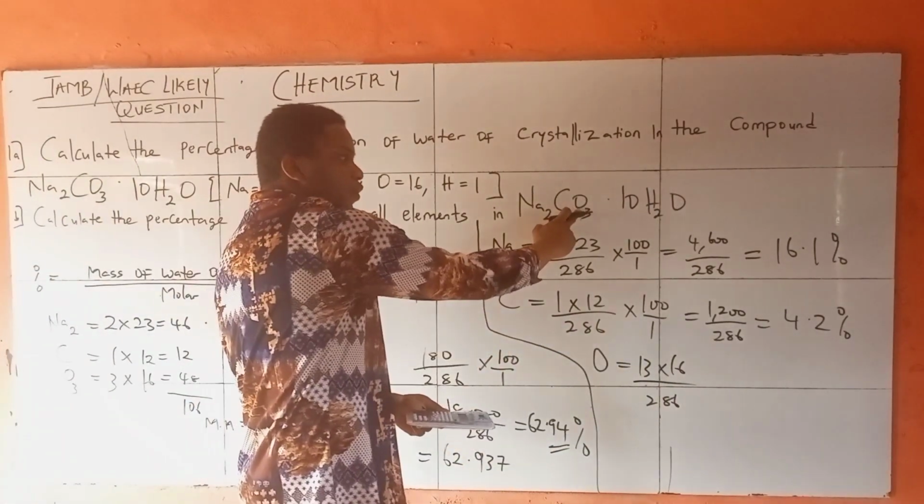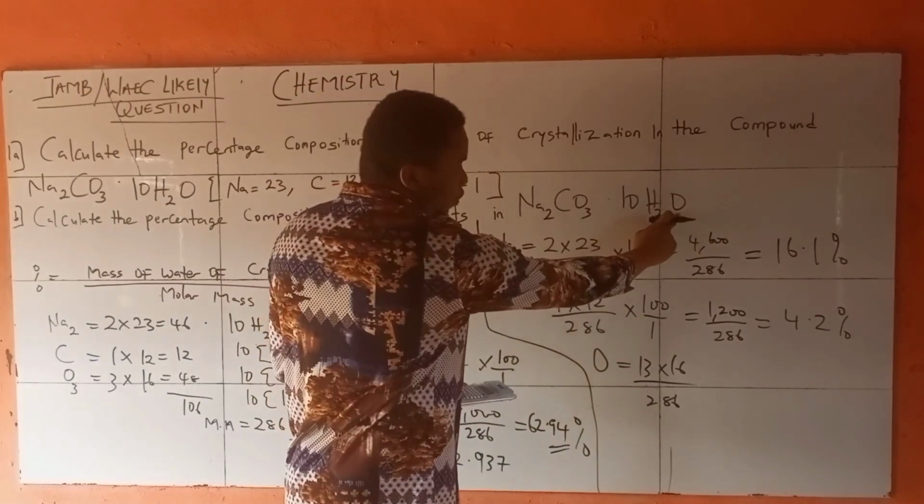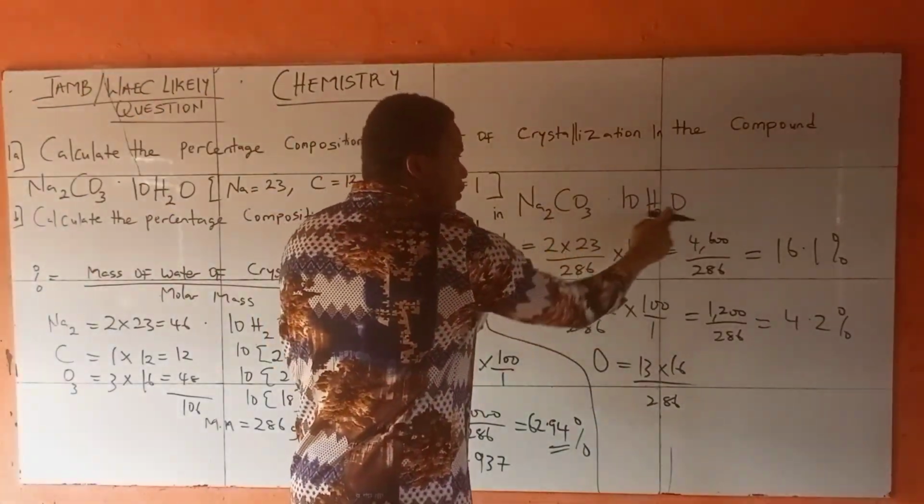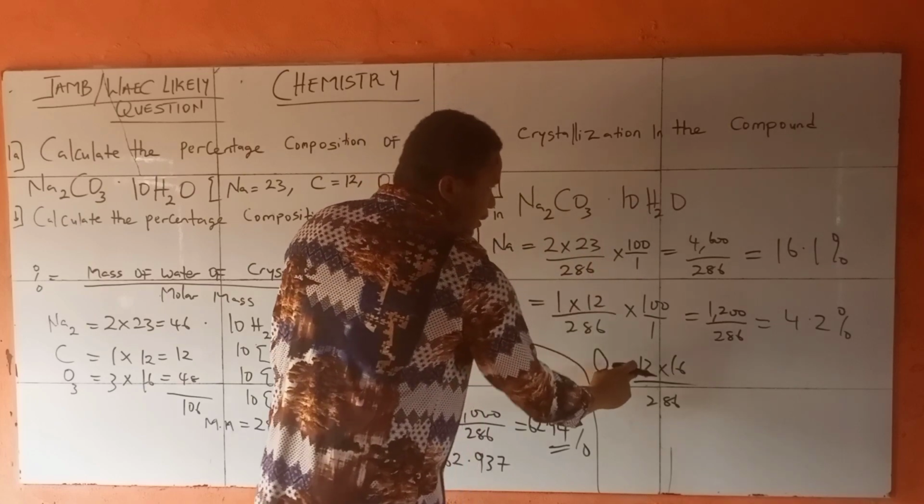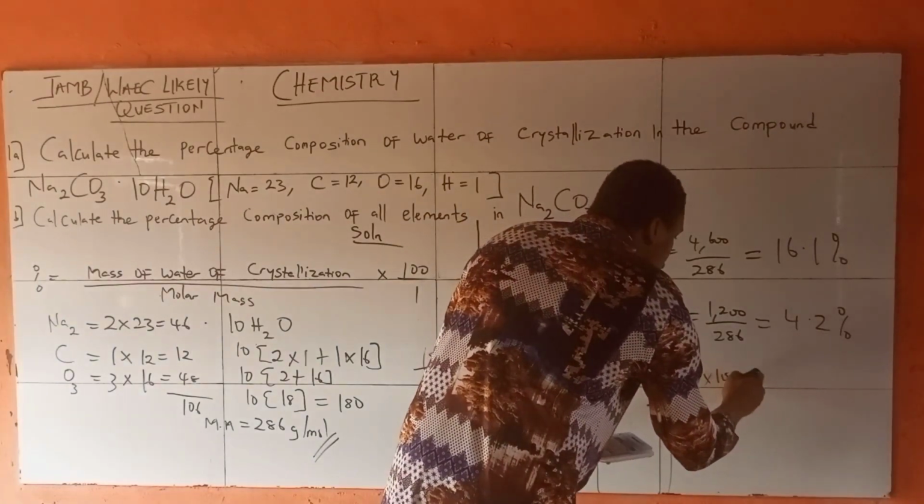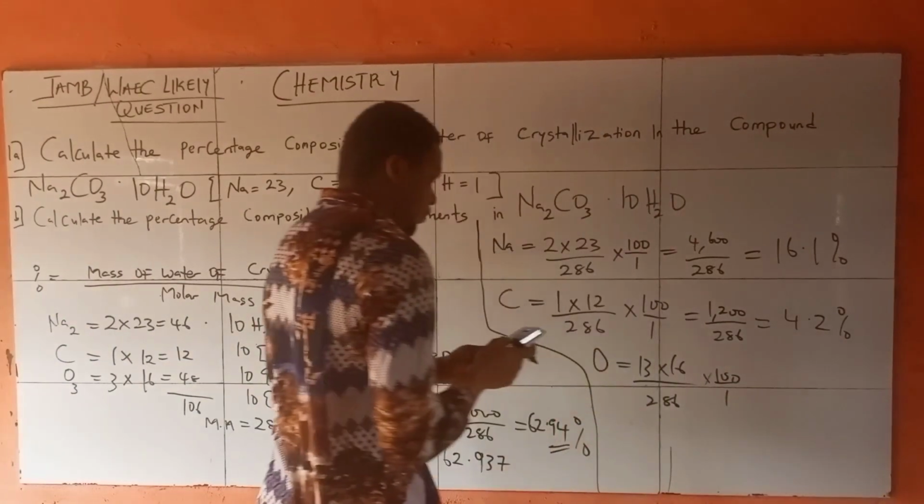Please understand what happened here. We have 3 atoms of oxygen here and 10 atoms of oxygen here. They are in the same compound. So we have to add oxygen together to give us 13. That's why it is 13. And this 16 is from the mass. Okay, let's continue. Times 100 over 1.